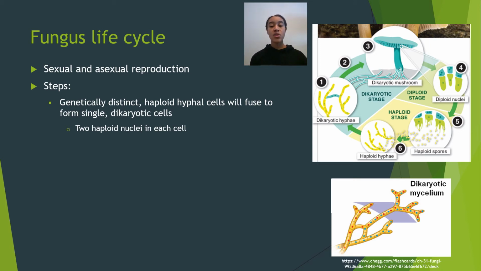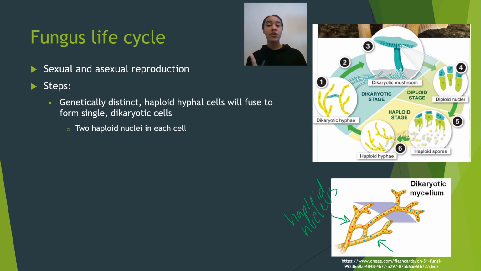In stage one, we're starting with two hyphae, which are genetically distinct from one another, and they undergo a fusion event. Looking down at this image, we see there are two hyphae, one that has red dots in the middle and the other one that has green or bluish colored dots in the middle. Each of those dots represents a haploid nucleus.